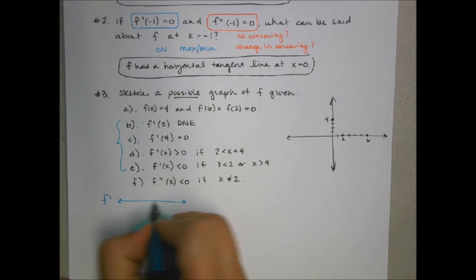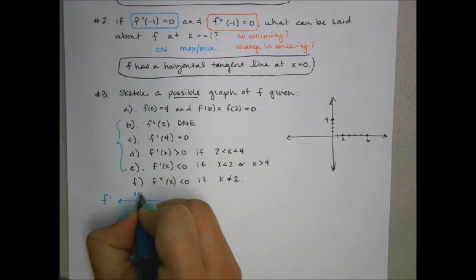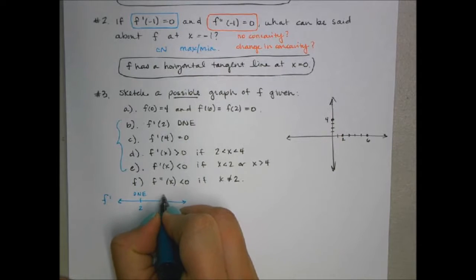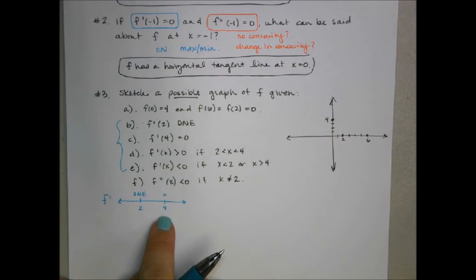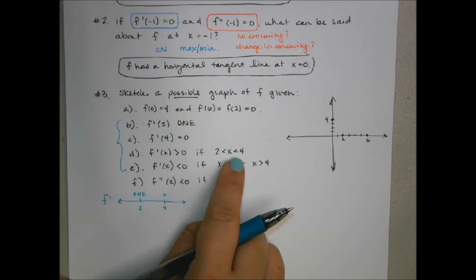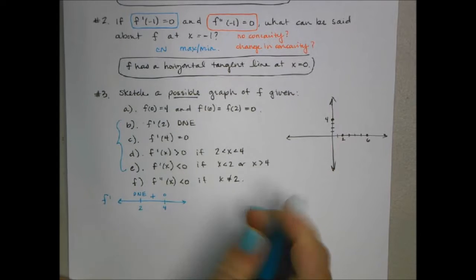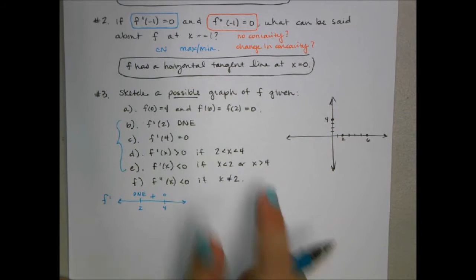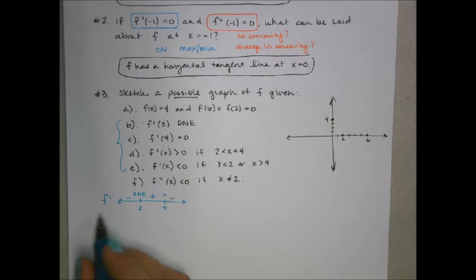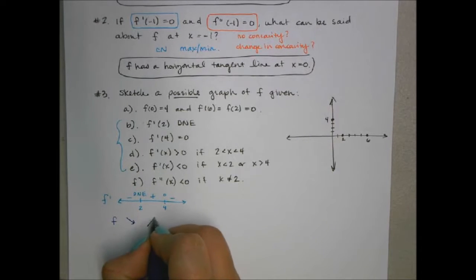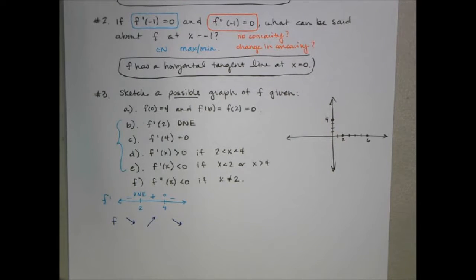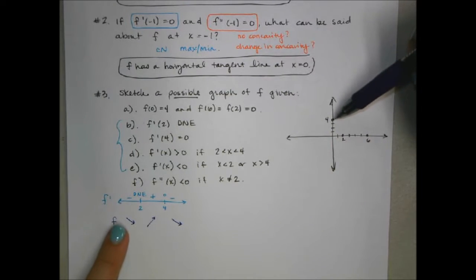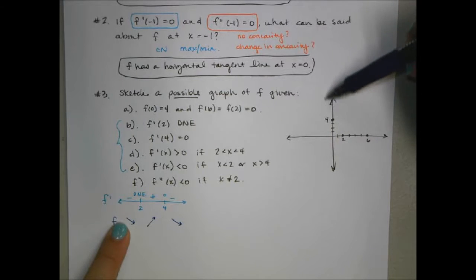I have at 2, my derivative does not exist. At 4, the derivative is 0, so I should have a horizontal tangent line here. And then we have positive when x is between 2 and 4, negative when x is less than 2 or greater than 4. So what does this tell us about function f? It tells us that f is decreasing, then increasing, and then decreasing. Okay, so we want to decrease connecting these 2 points. So we would decrease through here.